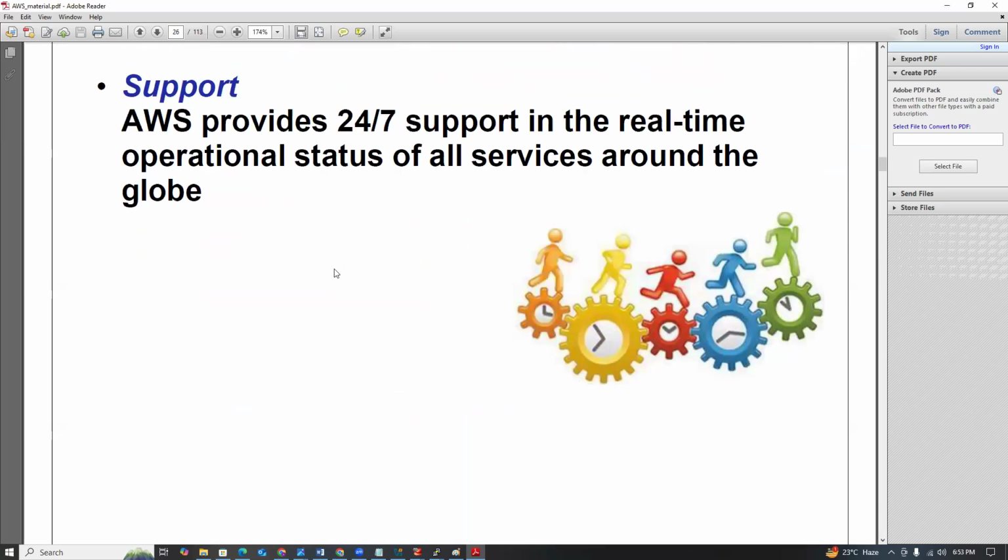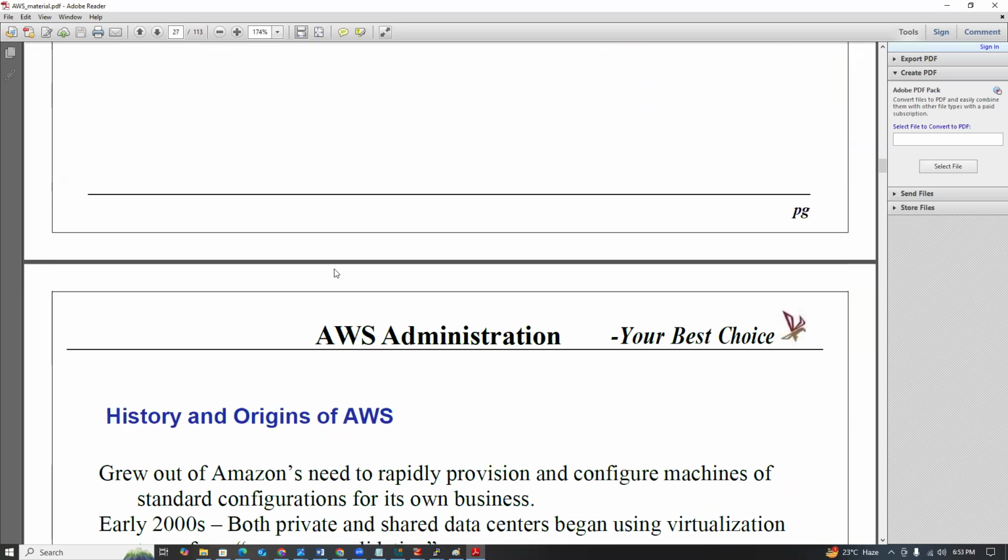AWS provides 24/7 support in the real-time operational status of all the services around the globe. Understood?